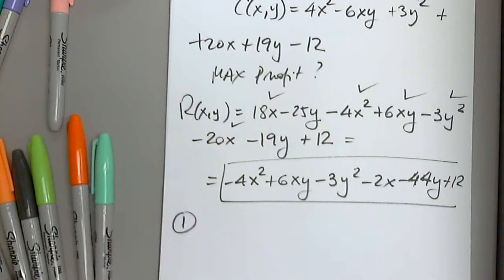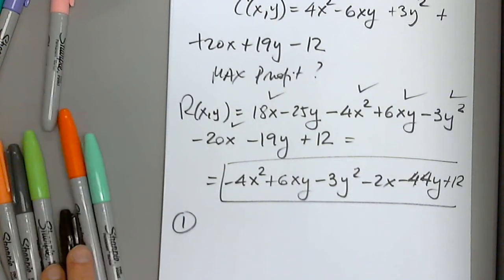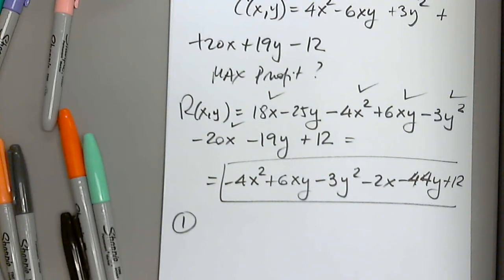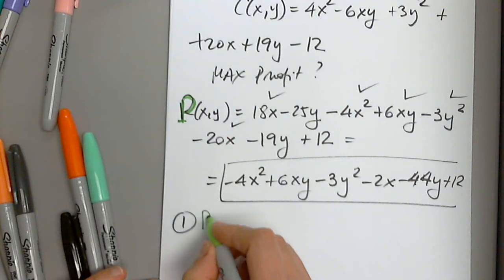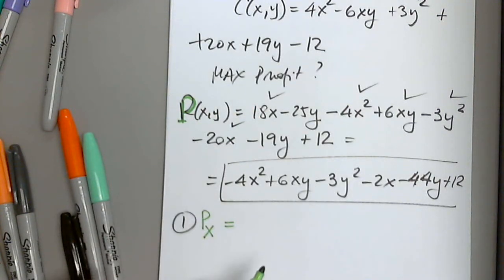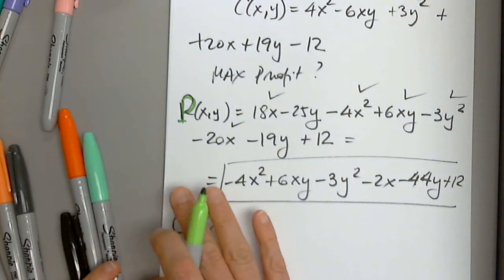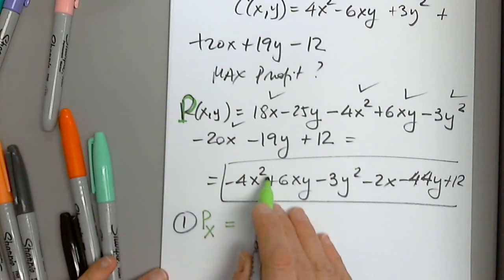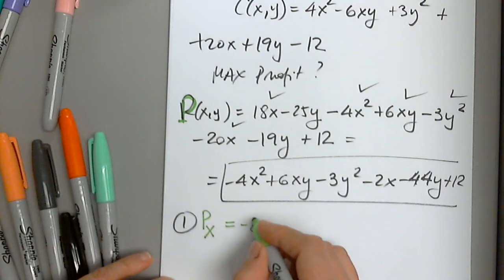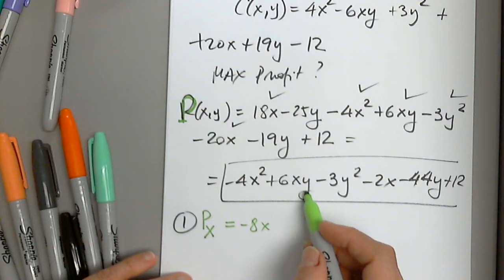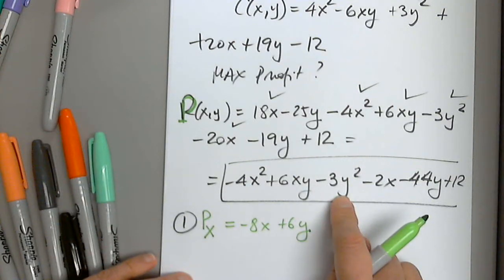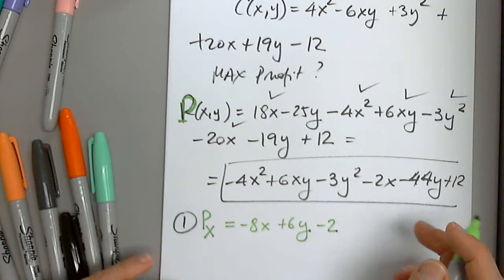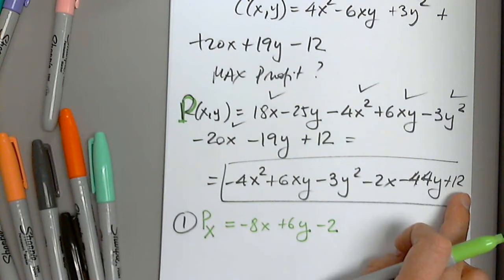In step 1, we're conducting the D-test. In step 1, I have to find, so this is profit, p of x. And it's not p of x, it's the partial derivative with respect to x. It's p_x, when I keep y constant. So the first term is negative 8x. The second term is plus 6y. The next term is 0. The next term is negative 2. The next term is 0. And the last term is 0.